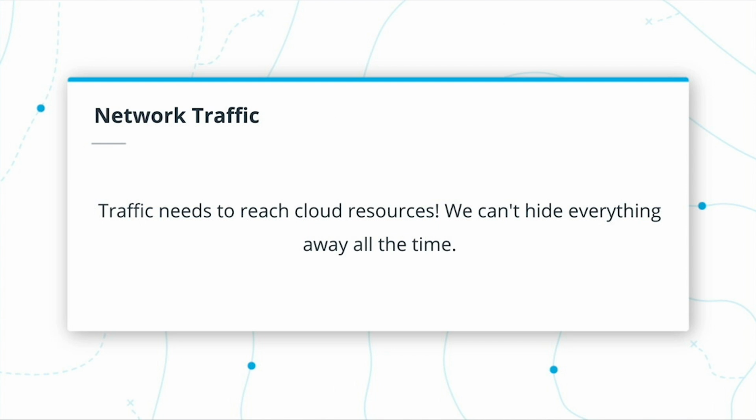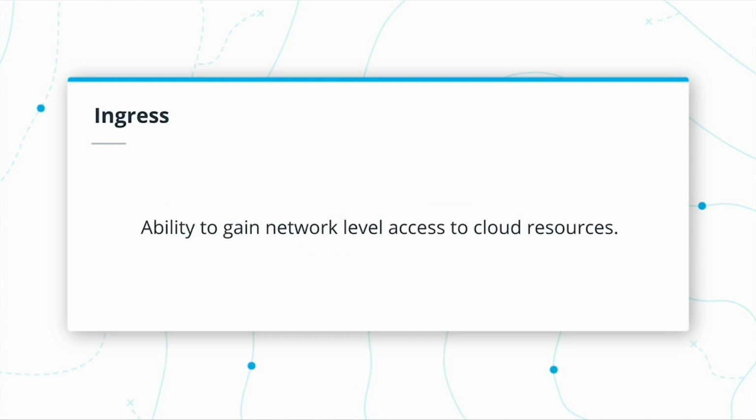More often than not, network connectivity will also be required to access entities outside of your cloud environment. We're going to look at methods to control and restrict network traffic to and from your cloud environment. From a security perspective, we want to manage the ability to gain network-level access to your cloud resources. We will call this ingress. Ingress can be required to access services and resources that are running in our cloud environment.